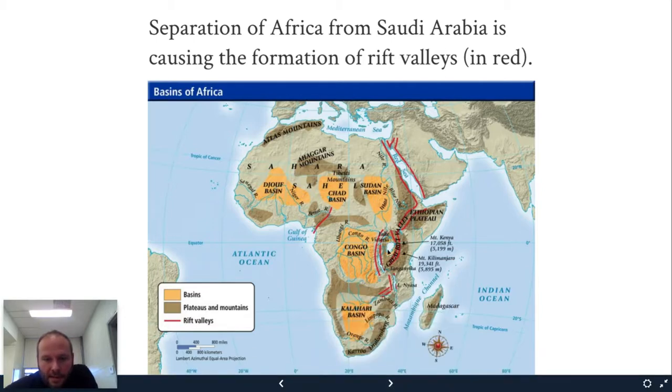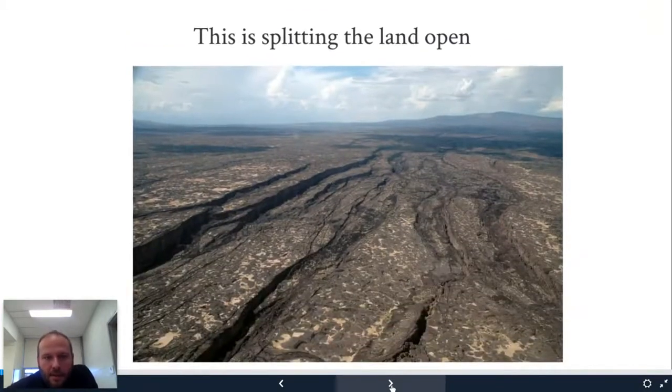Okay. Also happening down in a lot of these regions. So Africa will be all split up eventually. This is just an example on land of an area where this is happening, where it's pulling apart.